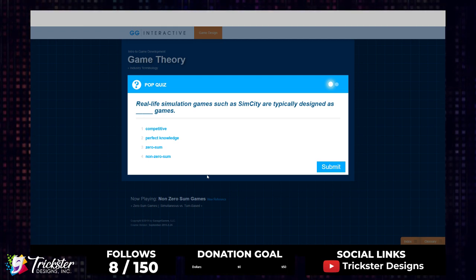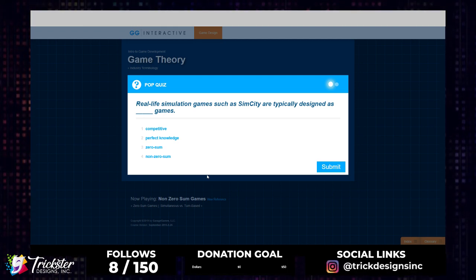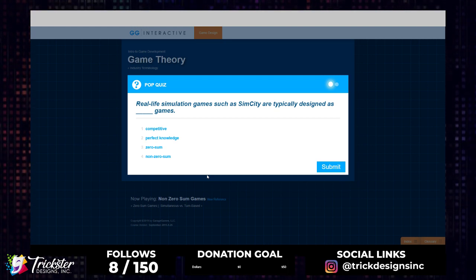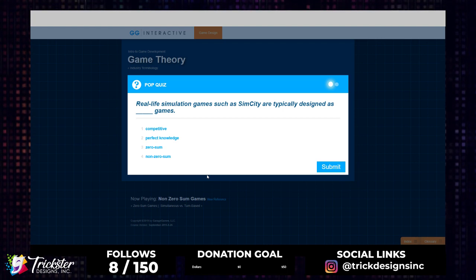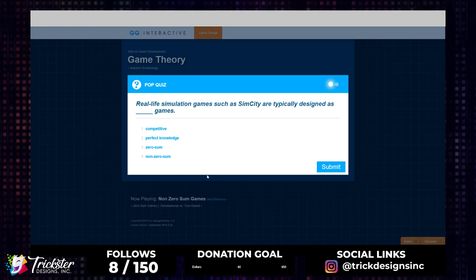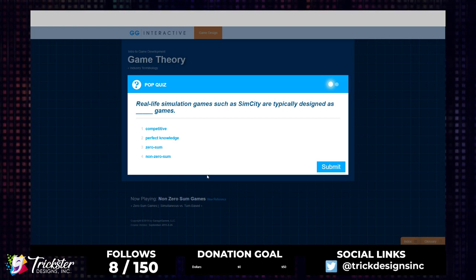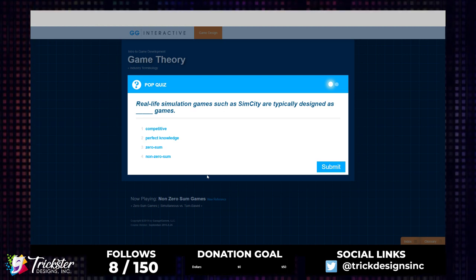So even with zero sum, where your team wins or loses, you can still add in elements of negotiation that kind of make it a little more non-zero sum.